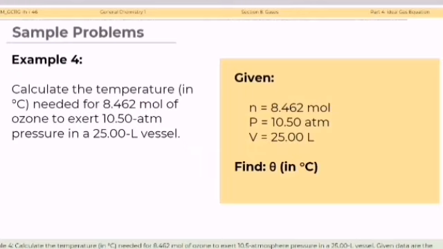Let's have example number 4. Calculate the temperature in degrees Celsius needed for 8.462 moles of ozone to exert 10.5 atmosphere pressure in a 25.00 liter vessel. Given data are the amount n, which is 8.462 moles, pressure is equal to 10.50 atmospheres, and volume is equal to 25 liters. What is asked in the problem is the temperature expressed in degrees Celsius.